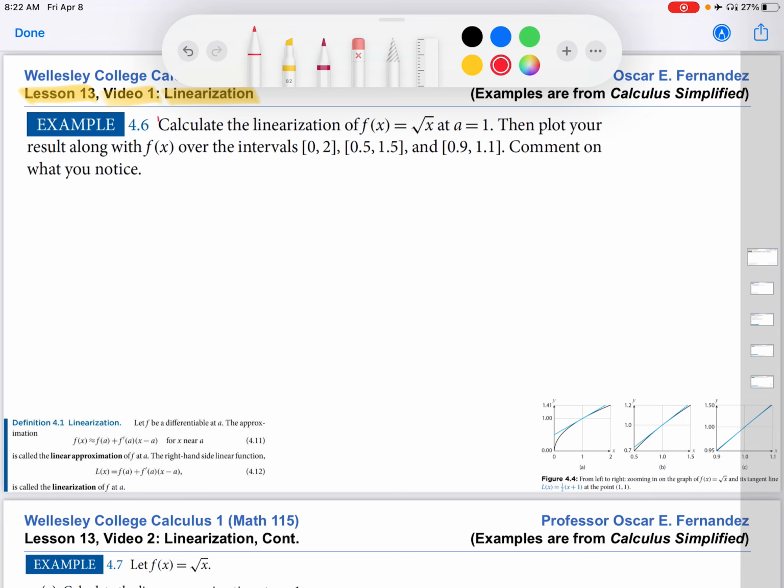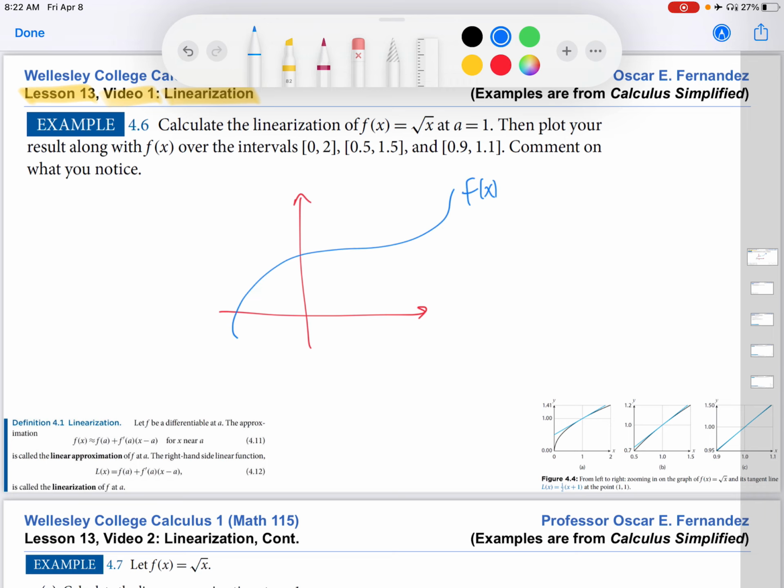So before I go ahead and do this example from Calculus Simplified that gets us comfortable with the mathematics of linearization, let me just review very quickly the concept behind linearization. So I'm going to just draw you a function here, f of x in blue, right?